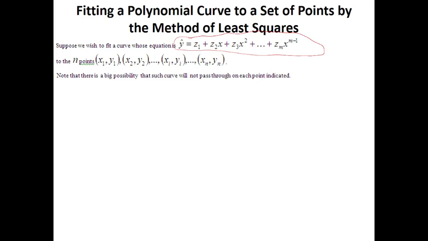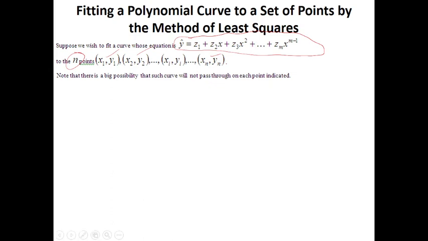We wish to fit the equation of this curve to the endpoints. So we have here x sub 1, y sub 1, x sub 2, y sub 2, until reaching x sub n, y sub n. There is a big possibility that such a curve will not pass through each indicated point.